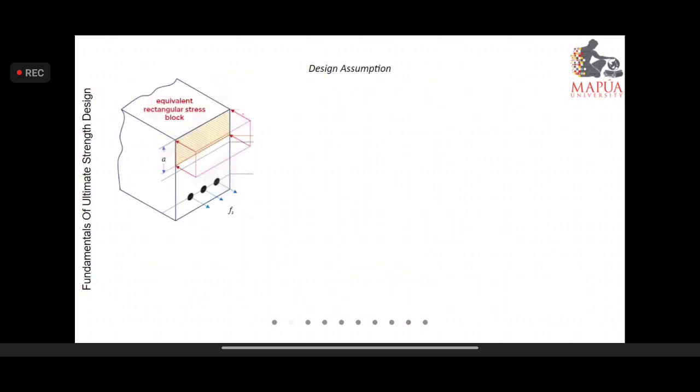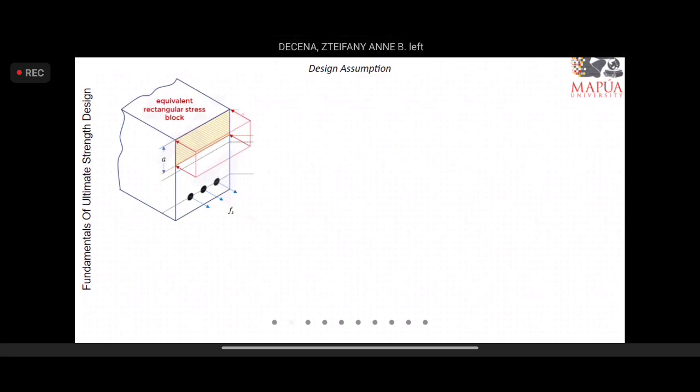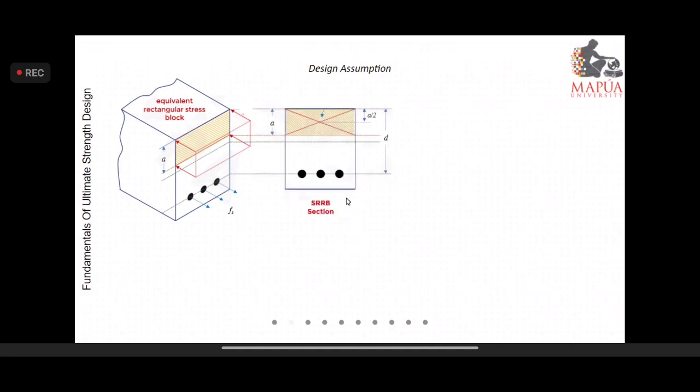So as we can glean in the design assumption of the model diagram or model section for the equivalent rectangular stress block, we have this in a singly reinforced rectangular beam. This is the As. This is a, this is a over 2, and this is the d, the effective depth. Well, naturally, you know this already.